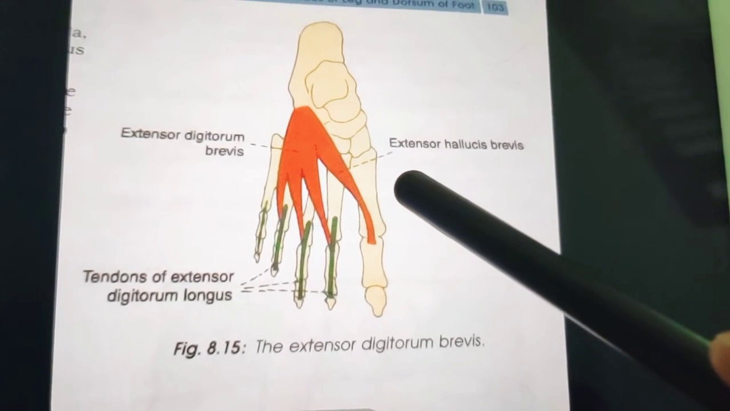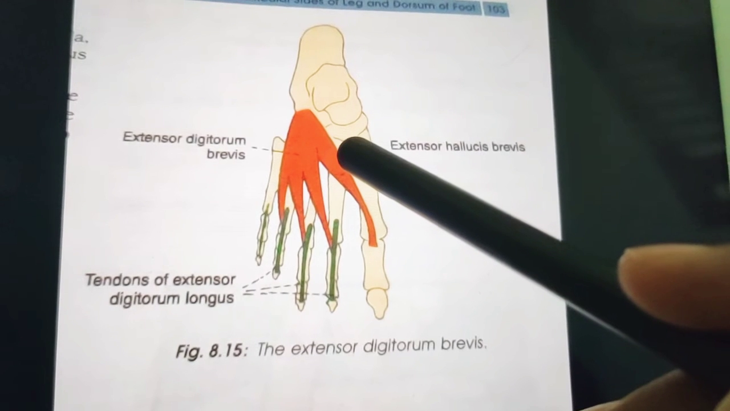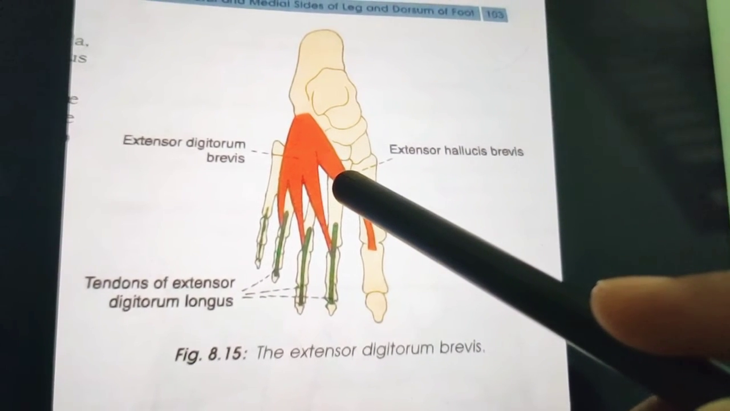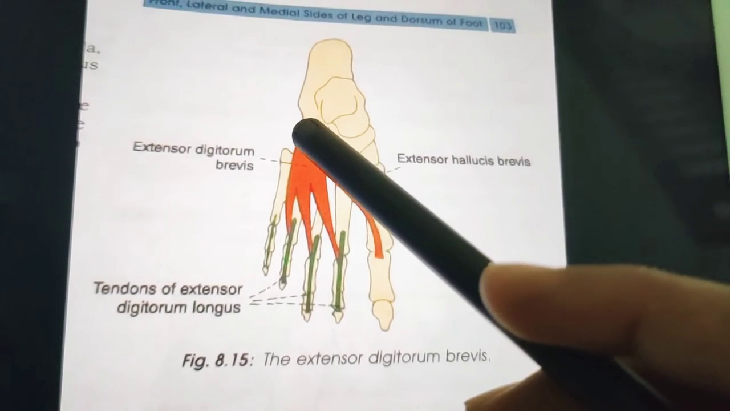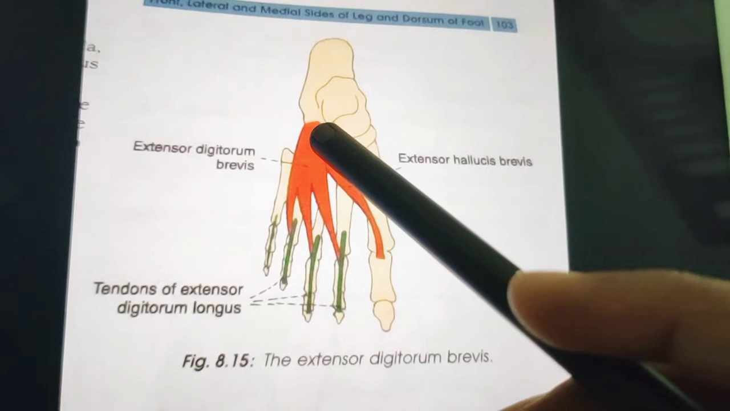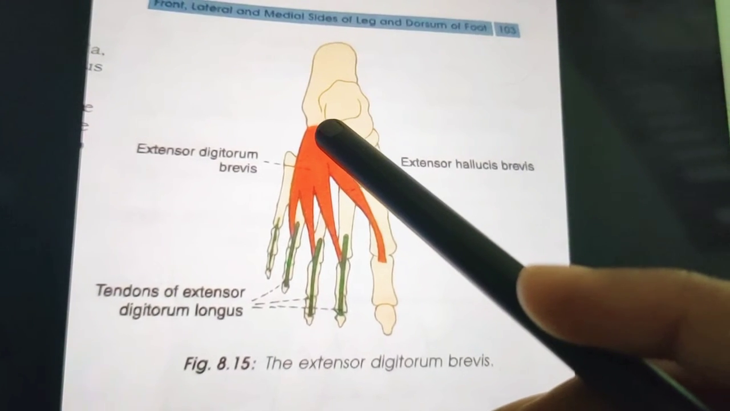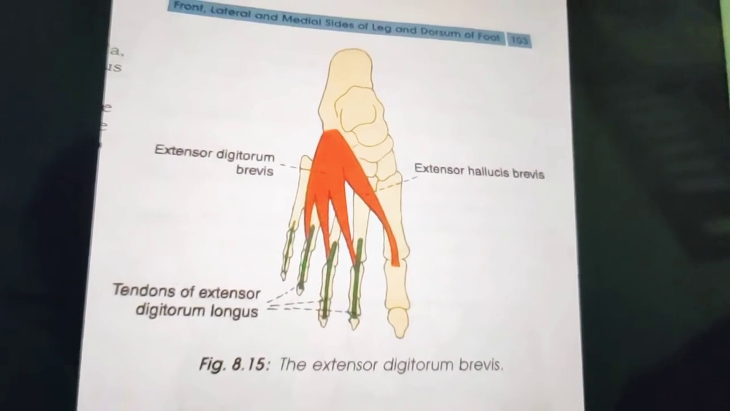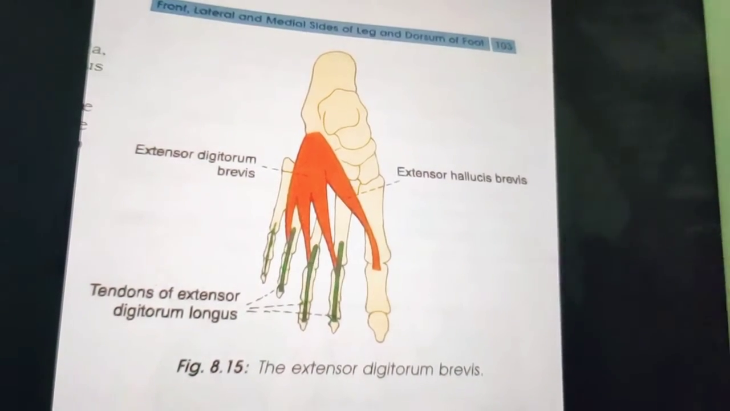It is mainly situated on the lateral part of the dorsum of the foot, deep to the tendons of extensor digitorum longus. Its origin is mainly from the anterior part of the superior surface of the calcaneum, and also from the deep surface of the stem of the inferior extensor retinaculum, and from the interosseous talocalcaneal ligament. From there it takes origin, and then inserts by dividing.